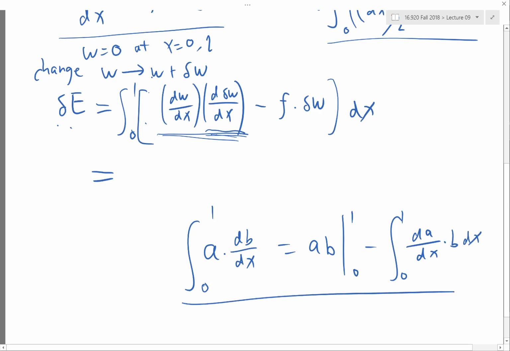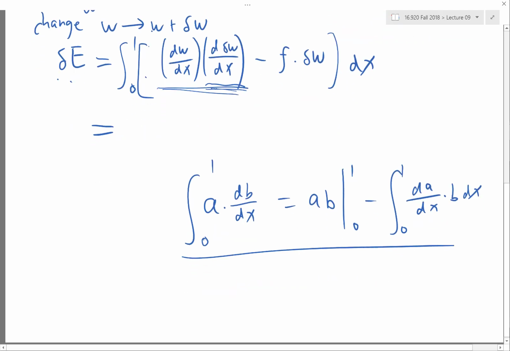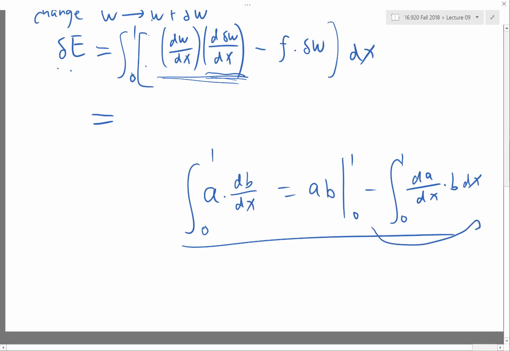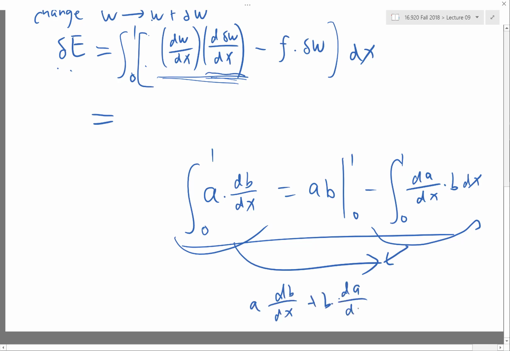How many people are not familiar with that? No? Okay. So basically this is the reason we have this: if you combine these two terms, dB/dx times a plus b times dA/dx is actually equal to d(A times b)/dx, right? So you integrate this over 0 and 1, you get this. That's the standard formula to use for integrating by parts.